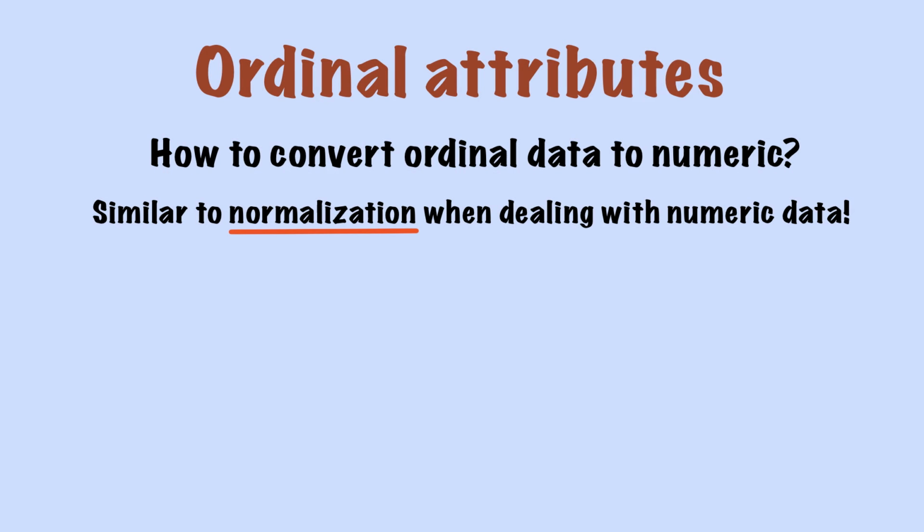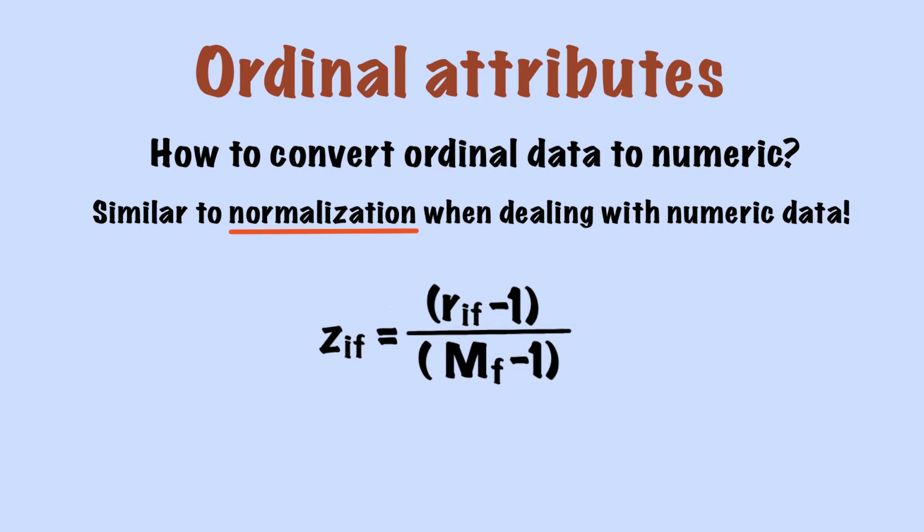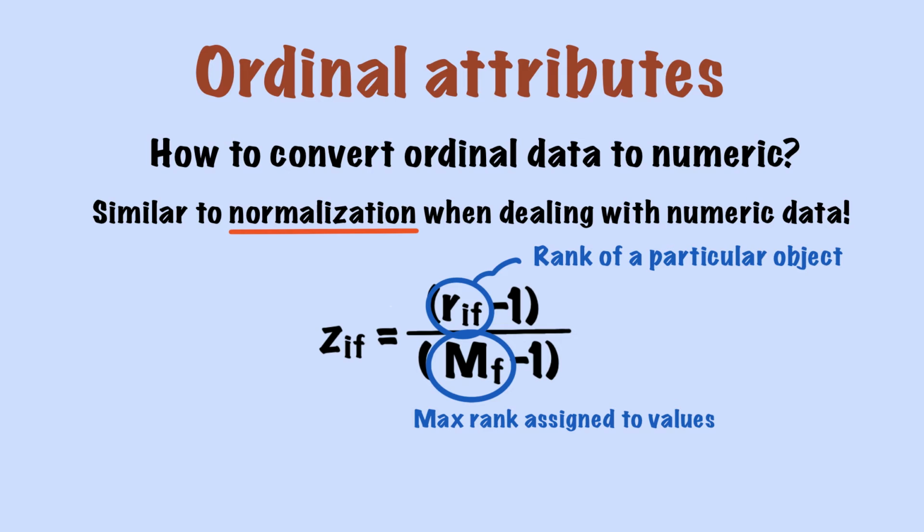How to convert the data in practice is quite similar to the normalization process, which I talked about in video 3.1. We use the formula here, and we normalize the attributes one at a time. RIF is the rank of a particular object. MF is the maximum ranking assigned to values within an attribute. ZIF is the converted numeric data.